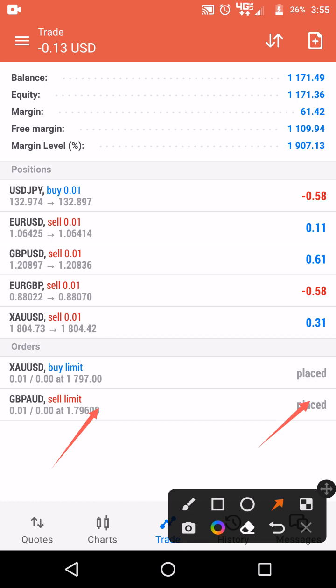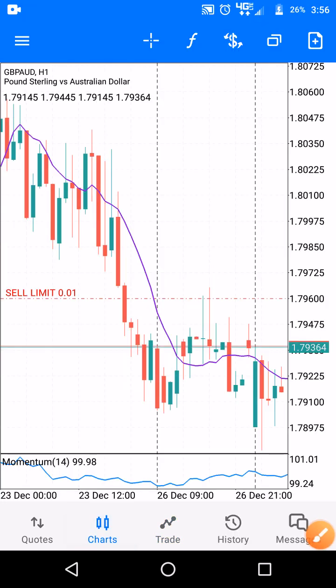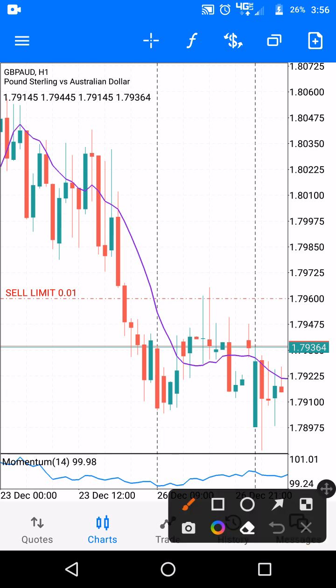It has been placed, but it has not opened yet. If it opens, it means it has started making profit or making losses. That's what we mean by you having an open trade. So you can see where my sell limit is, this line. Right now the current market price is around here, 1.7936. Once the market price reaches up here, it will open the sell position for me.